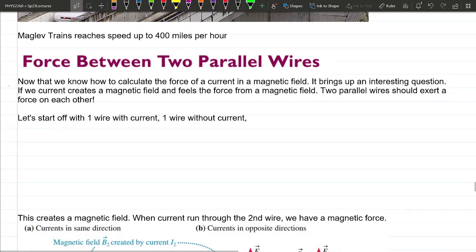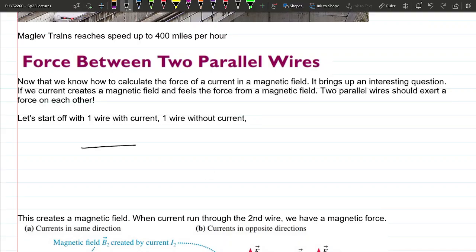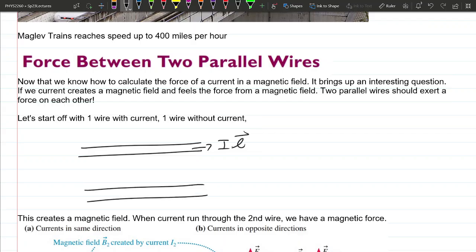So now that we've figured out that if you have a magnetic field and a wire going through it, perpendicular to the wire, you're going to have a magnetic force. But what if you have two parallel wires next to each other? What happens then? Let's say I have some wire 1 that has some current going through it, I times L. And then we have another wire that has no current. Let's say at the beginning there's no current going through it.